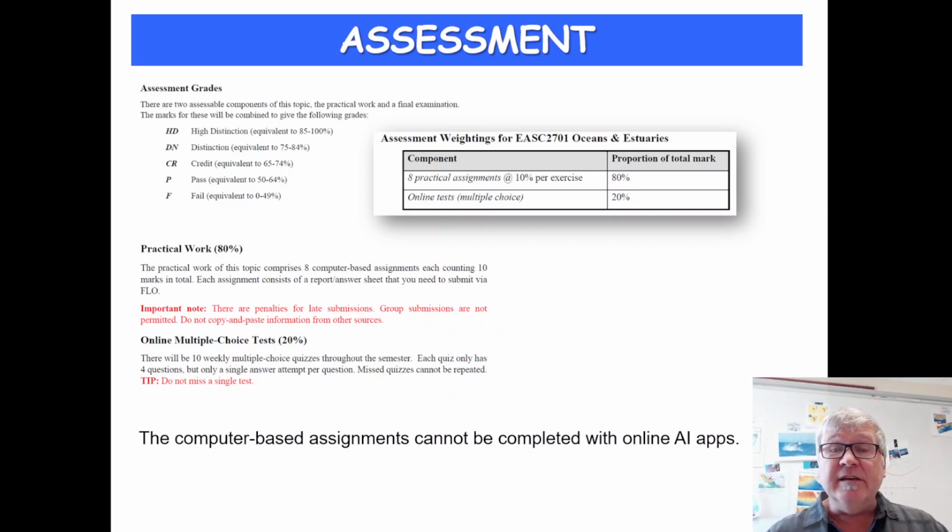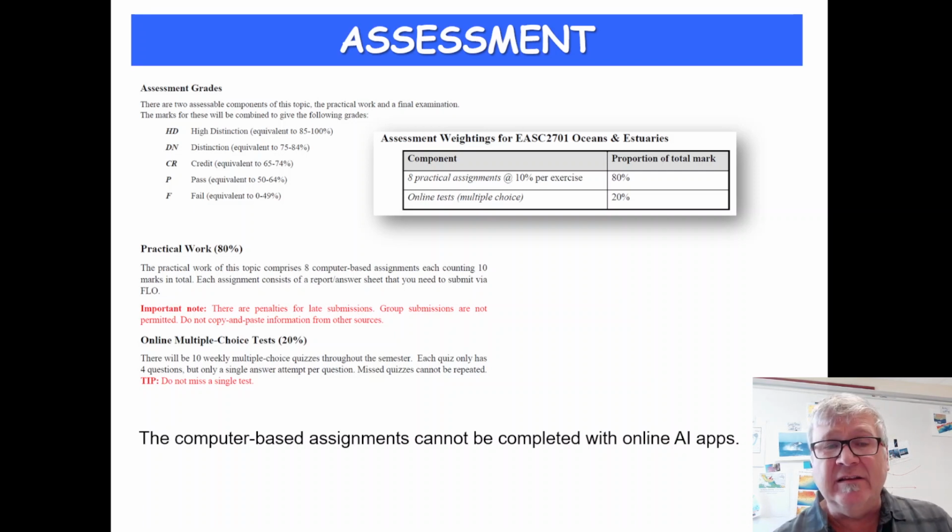All right? And these quizzes cannot be repeated. You know, there is no excuse. You have a full weekend, unless you're sick for an entire weekend or something like that. All right. So these are the two components of assessment.